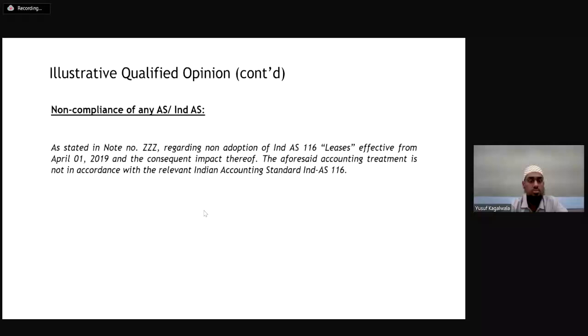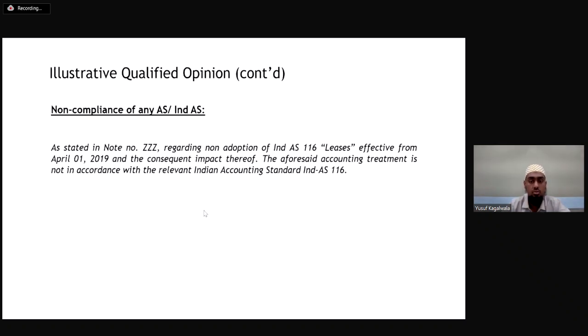This third one is with respect to non-compliance with any accounting standard or Ind AS. When we say there is compliance in the financial statements, it is compliance with accounting standards or Ind AS. If any accounting standard or Ind AS has come in and is effective, and we are not able to comply, the management expresses inability to adopt the Ind AS or accounting standard.